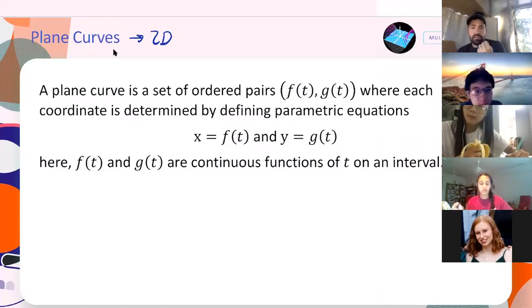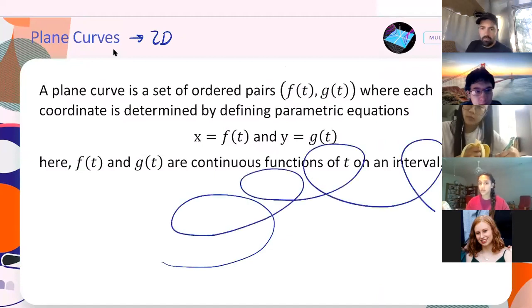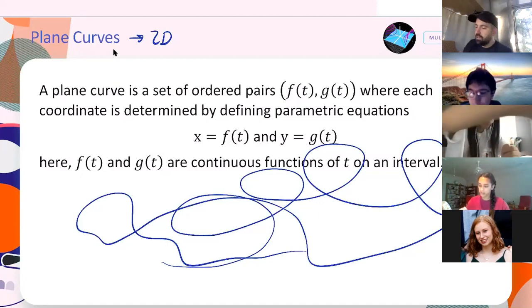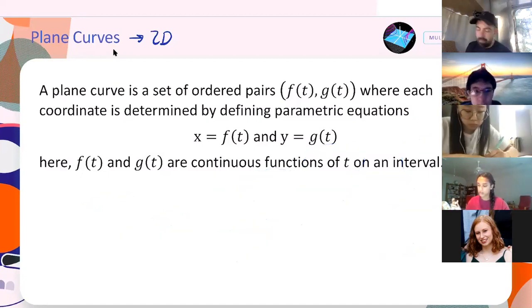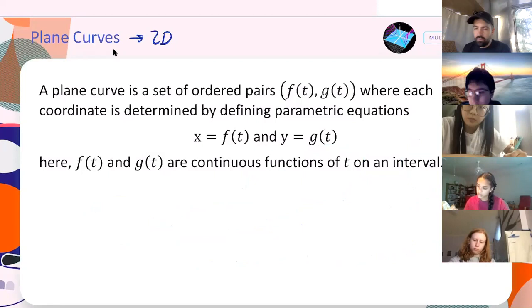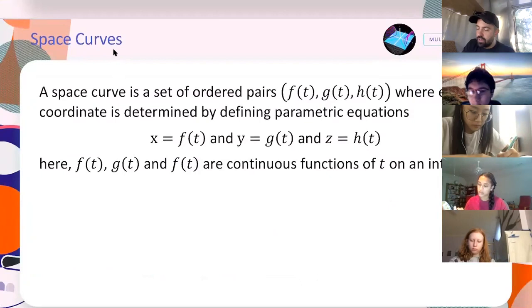The benefit here is the actual curve may not be a function, right? We can get curves that go all over the place with parametrics, because the f is kind of independent of the g, so you can get more interesting curves. So parametrics are good in 2D, even though we don't always need them. They're good because we can express way more types of curves with parametrics than we can with normal functions. When we say a space curve, that's 3D.